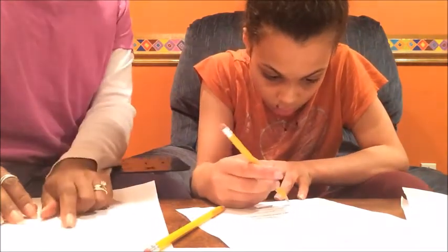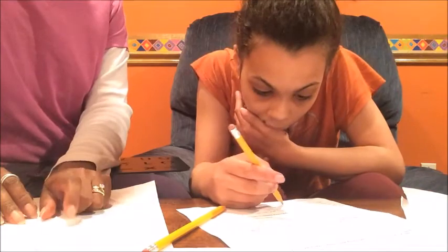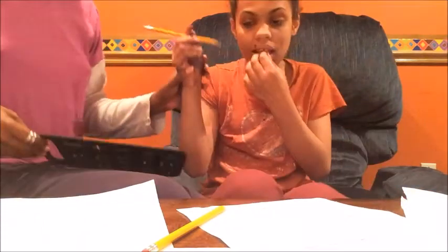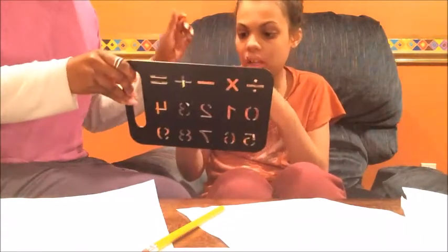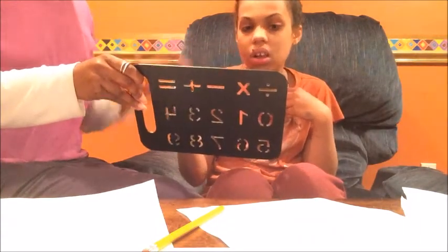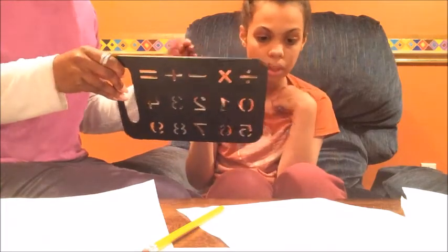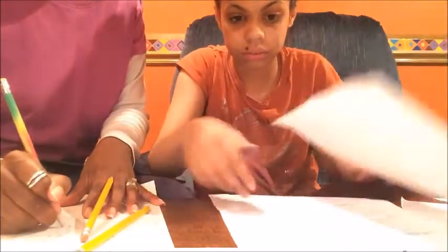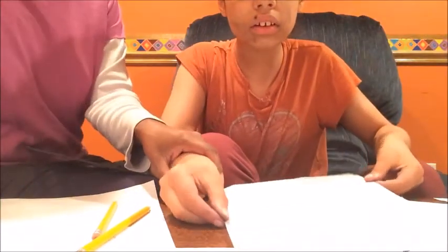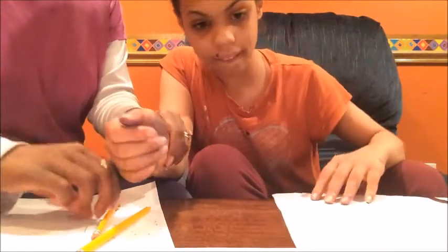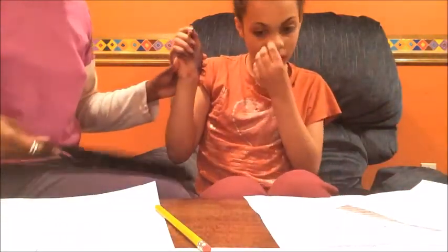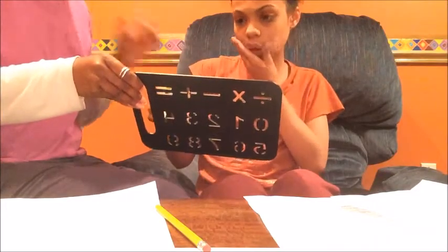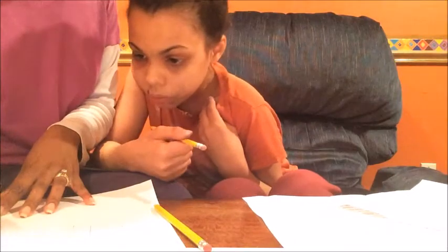So the first one, Rayma, is 23 plus 22. What do you think the answer is? 45. You're right. Okay, let's try the next one. This one is a subtraction one. This is 64 minus 22. What do you think the answer is? 42. Yes, you're right. Very good.